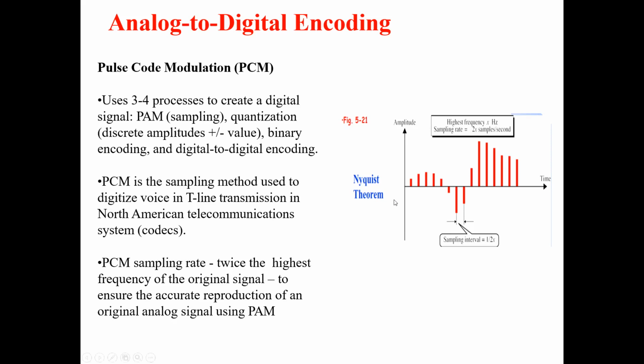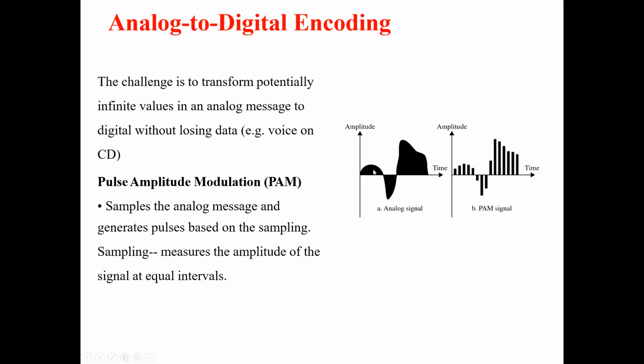The first step is sampling. Sampling is the process of measuring the amplitude of a continuous time signal at discrete levels. So we are measuring the distance between these two, and then we generate the pulses according to this. This is the sampling of the signal.